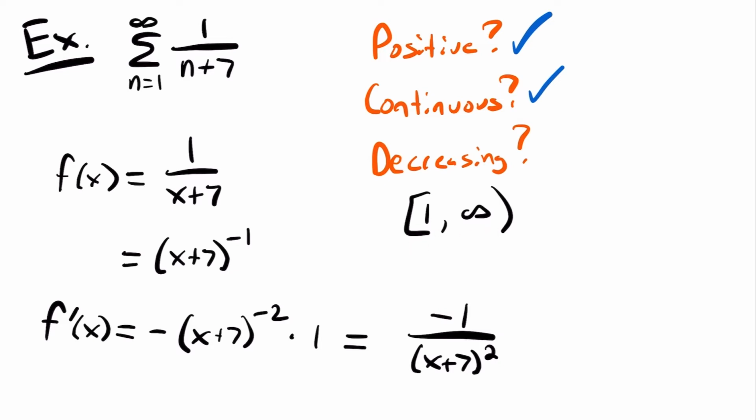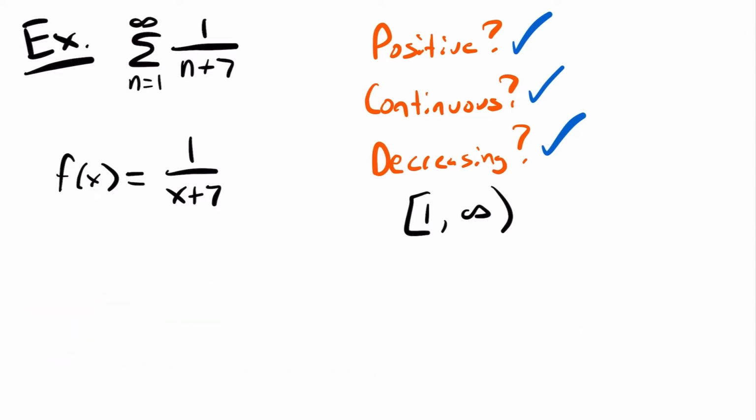All right, and so because we know that the derivative will be negative, we can conclude that our function is decreasing on this interval. And so now we have shown that this function, f of x is equal to 1 divided by x plus 7, is positive, continuous, and decreasing on this interval. And so we are allowed to use the integral test by taking the integral of this function from 1 to infinity. And so let's do that. We will have the integral from 1 to infinity of 1 divided by x plus 7 times dx.